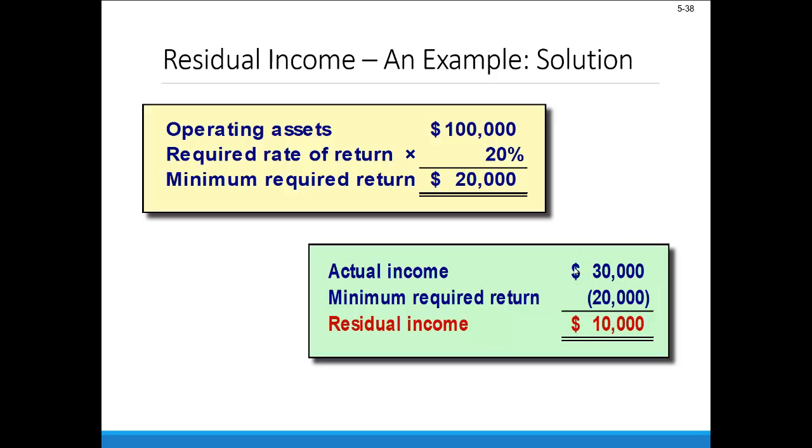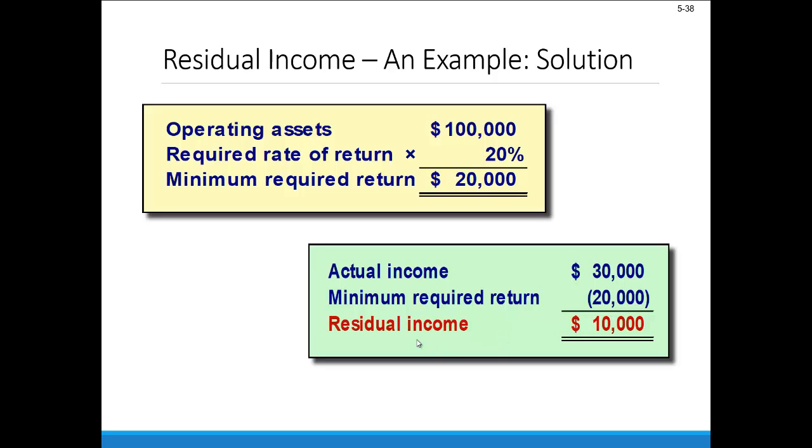minus their minimum required return on their assets. And that's calculated here. Assets of 100,000 times required return of 20% is a capital charge of 20,000. So their net income 30,000 minus the capital charge of 20,000 means they have residual income of $10,000.